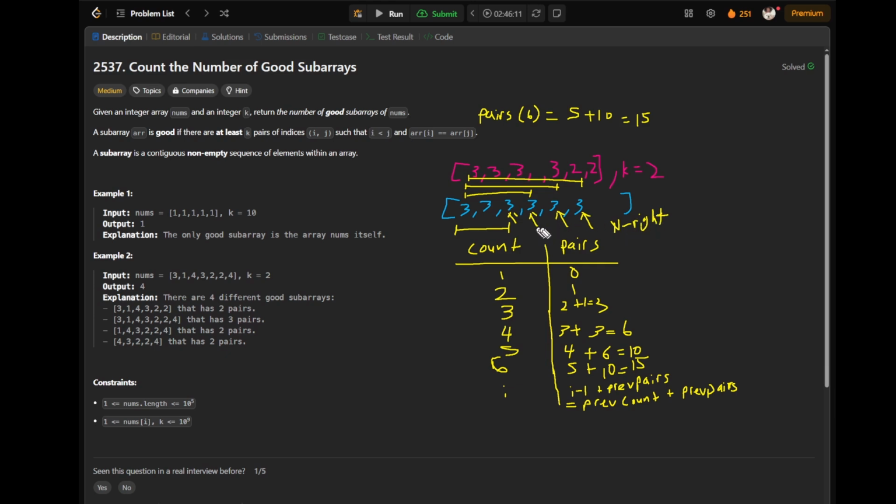And our right is here, and n is the total number of elements in the array. In this case, it's 6. Our right is 0, 1, 2. So there are 4 subarrays that include this subarray. So this subarray constitutes 4 to our total answer.